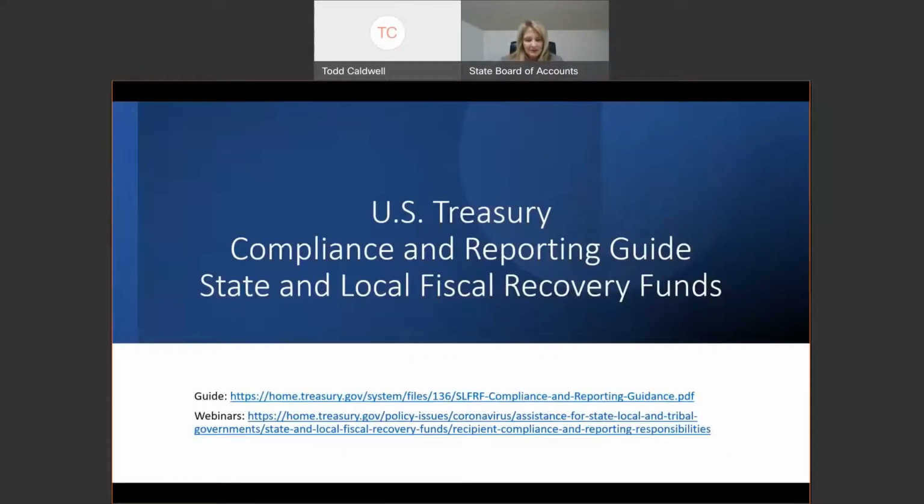Okay, and then just on the last couple of slides that I have, I wanted to talk about the Compliance and Reporting Guide for State and Local Fiscal Recovery Funds. This is also a U.S. Treasury publication, and you can find it at the addresses there. There's the guide, and then they also have some webinars available on the website. I don't know if it's easier to type in this long address or just go to the U.S. Treasury website, and you'll be able to find it. If you click on the State and Local Fiscal Recovery Funds section, then all of that's available there for you.